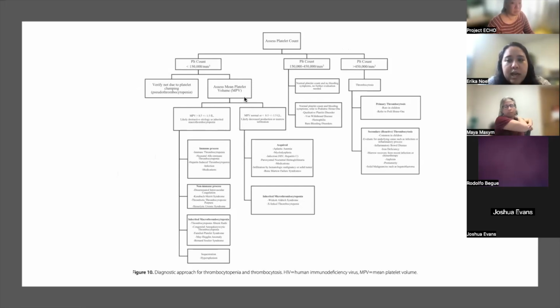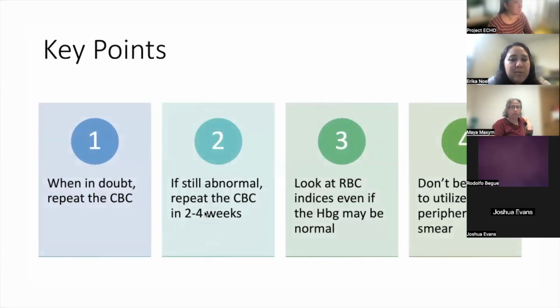So to recap, my key points from this talk today were, when in doubt, repeat the CBC. And if there is no reason for us to believe that the CBC is abnormal, repeat the CBC in 2 to 4 weeks was important. And then number 3, looking at the RBC indices, even if the hemoglobin may be normal, which is the same for the differential count for the white blood cell count. And I think the peripheral blood smear this paper was saying was quite underutilized, so not being afraid to utilize the peripheral blood smear based on the diagrams and looking for possible etiologies as well.